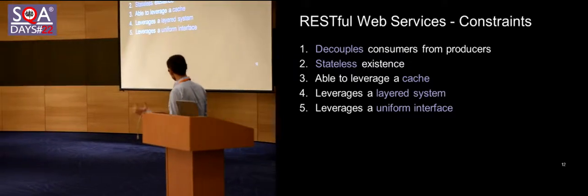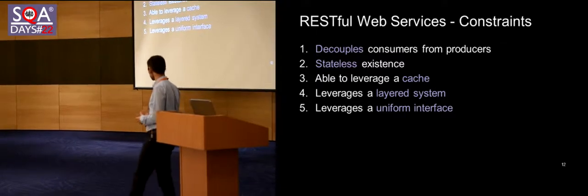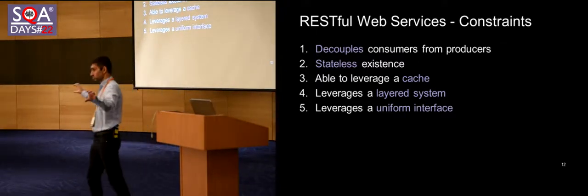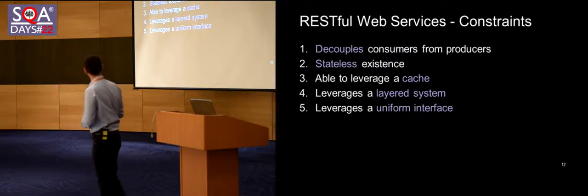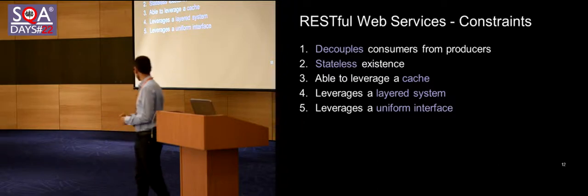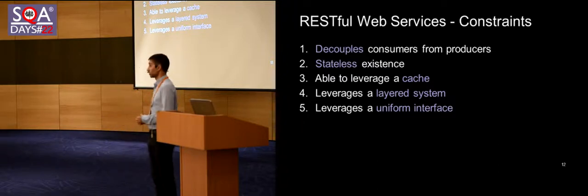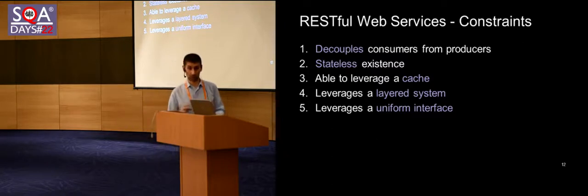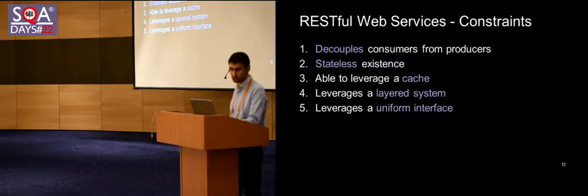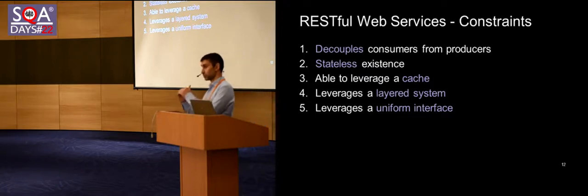This decouples the consumers from the producers, because we are splitting the service: who is producing the service, who is calling it. Stateless existence is quite important because it also enables us to use cache. There is no state, so we can cache the response. And also the layer system. How? By providing the interface. We don't care about what is happening in the different layers. We just have this API.